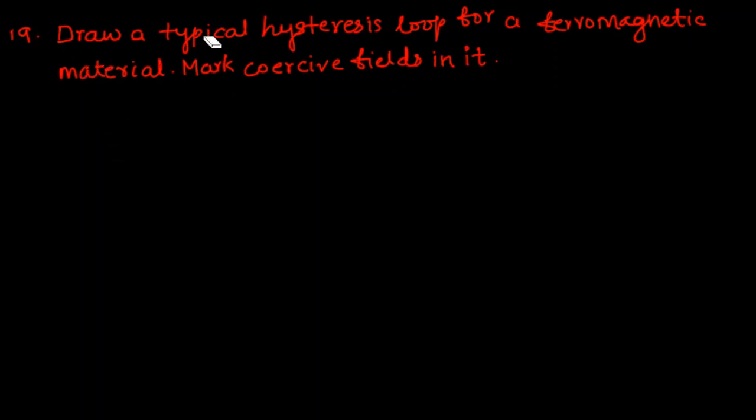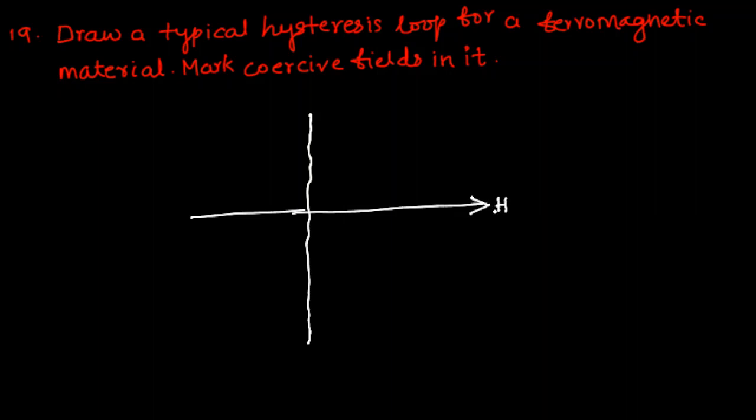The next question. Draw a typical hysteresis loop for a ferromagnetic material. Mark coercive fields in it. Hysteresis loop means when a ferromagnetic substance is taken through a cycle of magnetization, the graph obtained, the graph of H versus I, is called a hysteresis loop. So here H, let us take it along x-axis, it is the applied magnetic field, and I is the magnetization produced in the substance.